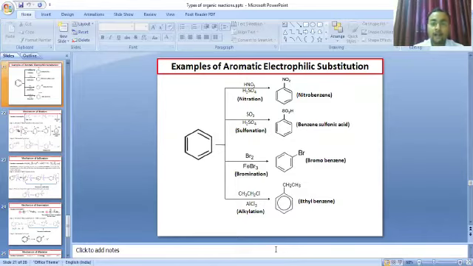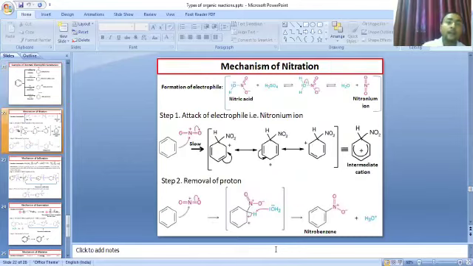In the case of alkylation, ethyl chloride reacts with the benzene molecule in the presence of aluminum chloride to give the product ethylbenzene. So these are the types of aromatic electrophilic substitution reactions, and these are some commonly known examples. Now one by one we will understand the mechanism of each reaction. First we will discuss the mechanism of nitration. First of all, we will see the formation of the electrophile. Nitric acid in the presence of sulfuric acid reacts to give the nitronium ion.